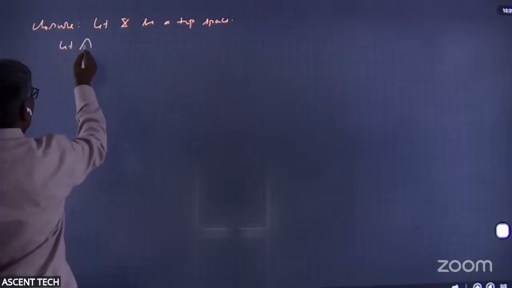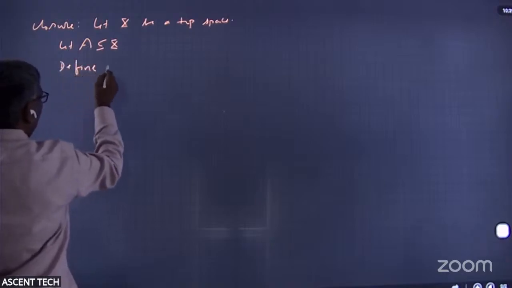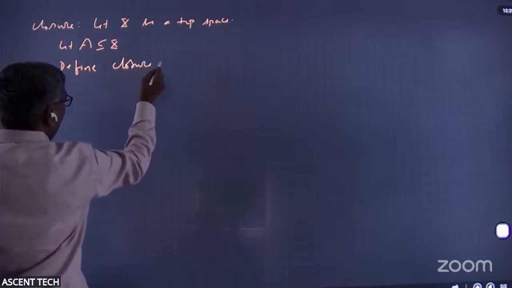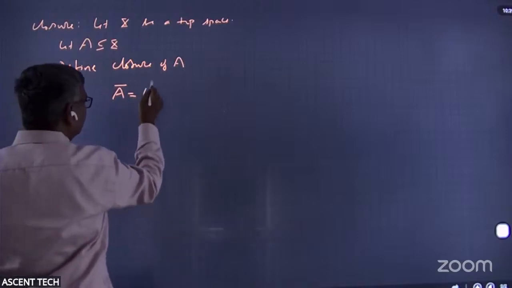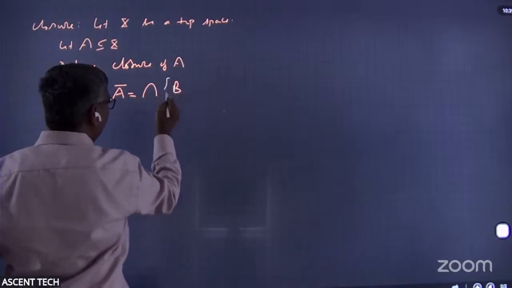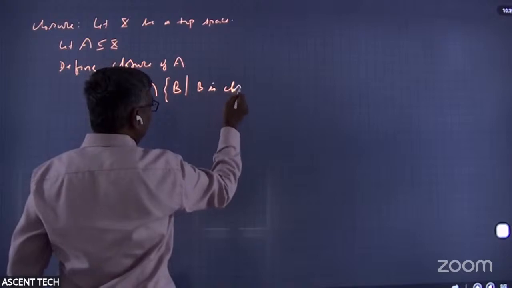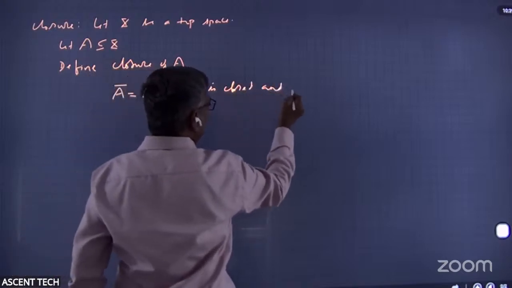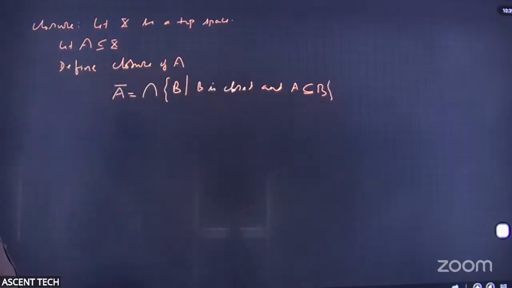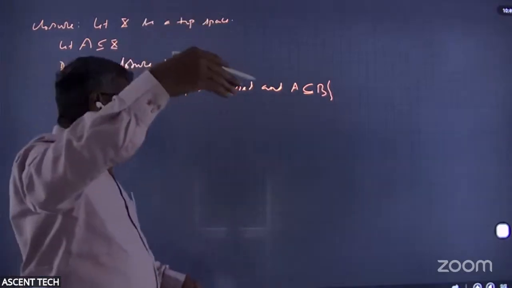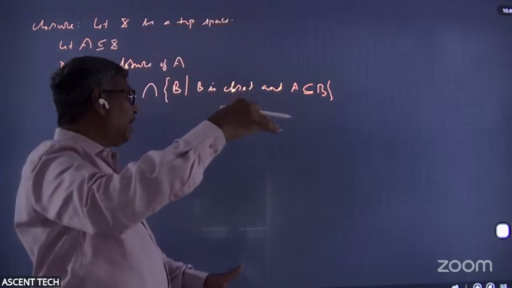Let A be a subset of X. Define the closure of A to be the following: A bar consists of the intersection of all closed sets B which contain A. B is closed and B contains A. So the intersection of all closed sets that contain A is what we call the closure. They are actually being approximated from above. All the closed sets, you look at their intersection all the way down, and that's that.